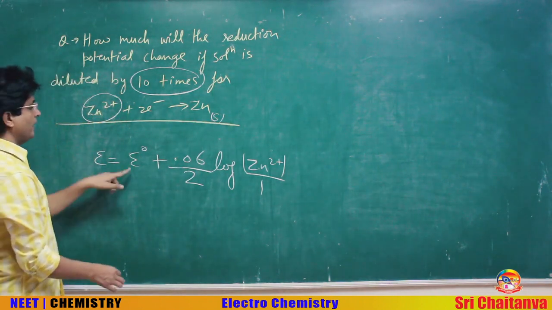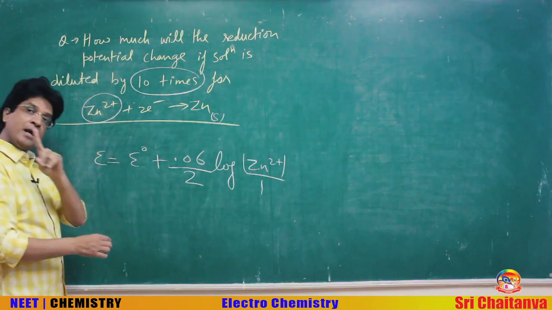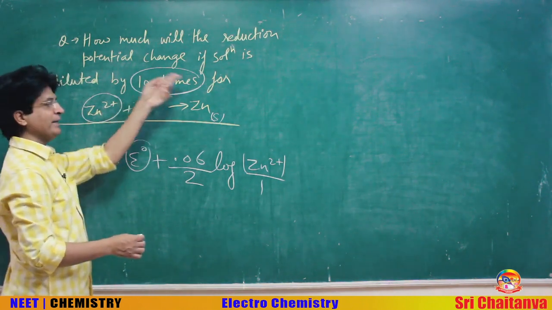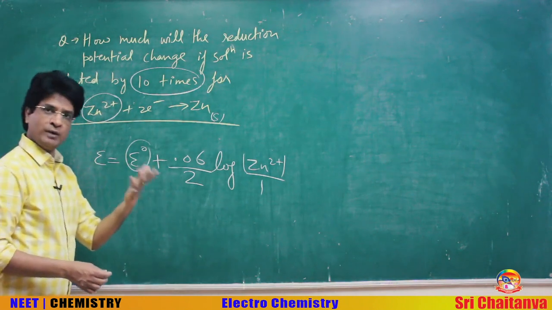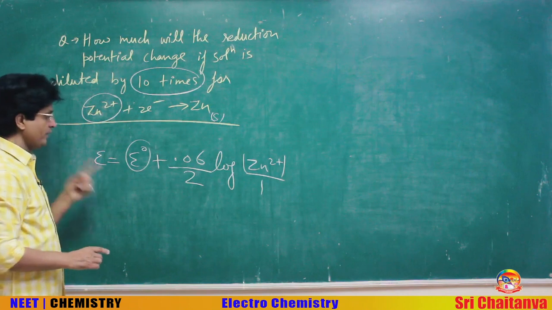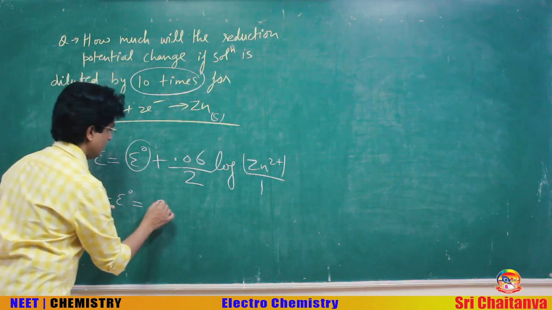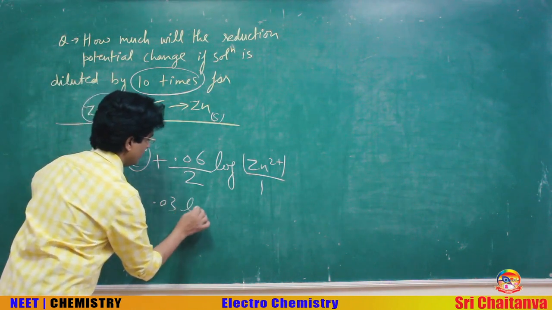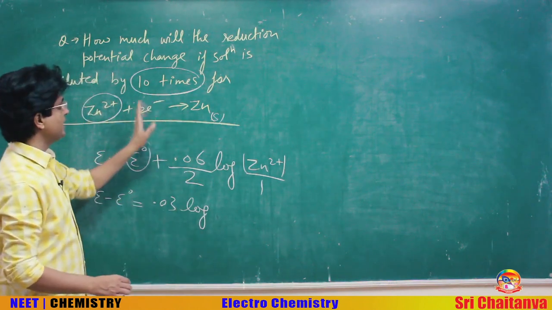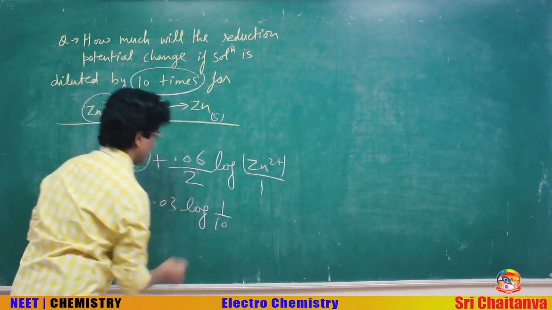Okay, now see, let me take the initial concentration as 1 molar. So at 1 molar, that is standard conditions, I will have the value of E naught, and after diluting by 10 times the concentration will be like 1 by 10. So I have to calculate E for that kind of concentration. Okay, so E minus E naught will be 0.03 log of zinc ion concentration, which has now become 1 by 10. I am taking initial concentration as 1 and now it will be 1 by 10.